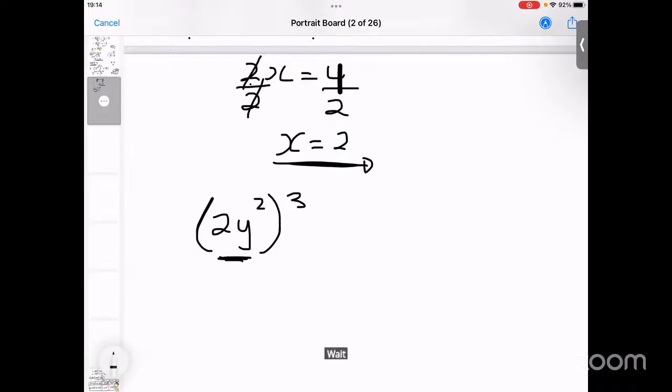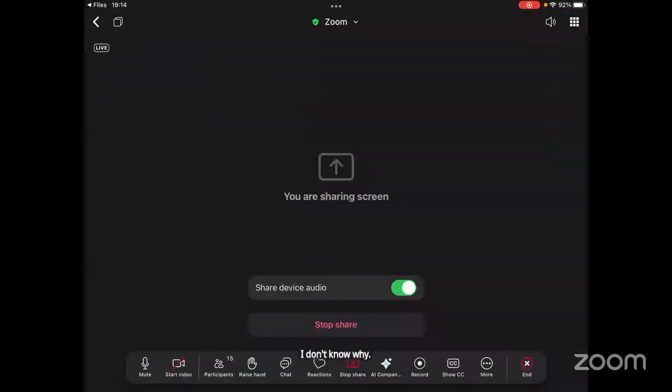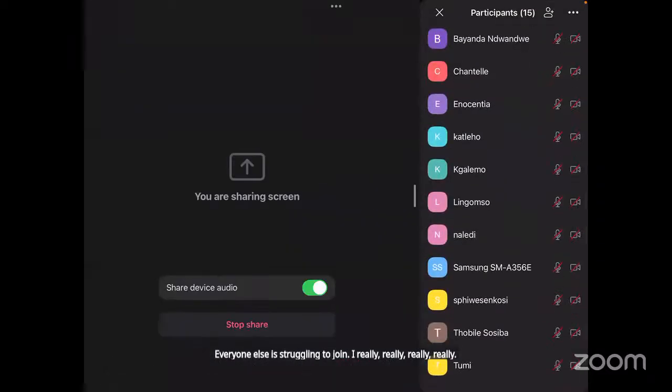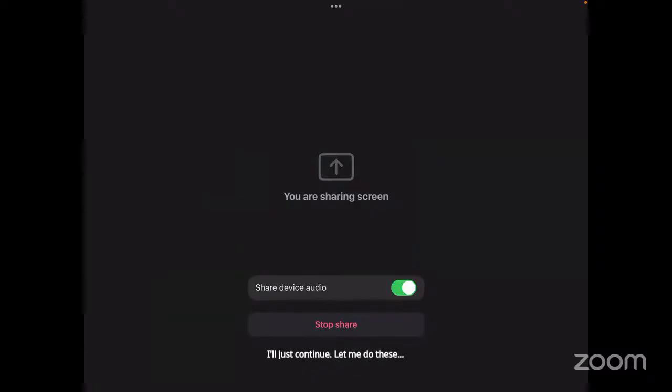Wait. Why is this thing doing that? Let me quickly check. I don't know why. Everyone else is struggling to join. I really do not know why. Okay, it looks like the honorable members have joined. I'll just continue. Maybe let me do this.